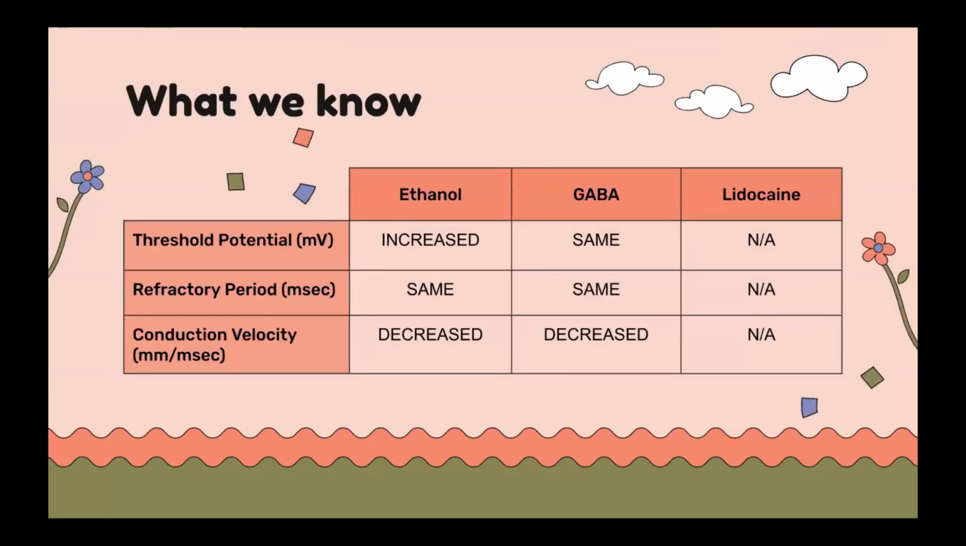So overall, we just wanted to remind everyone of what we learned. Ethanol increased the threshold, the stimulus needed to generate a threshold, had no effect on refractory period, and decreased the conduction velocity. Within the GABA trials, there was no effect on the stimulus needed to generate threshold, no effect on the refractory period, and a decreased conduction velocity. Lidocaine essentially killed the nerve and thereby had no discernible effects on any of these trials.